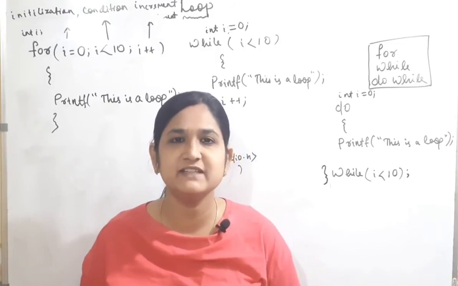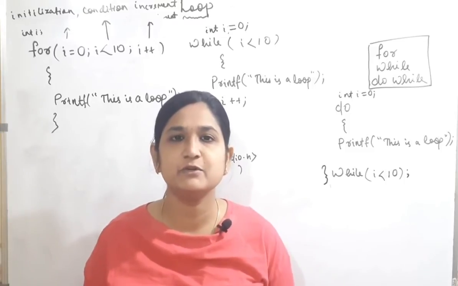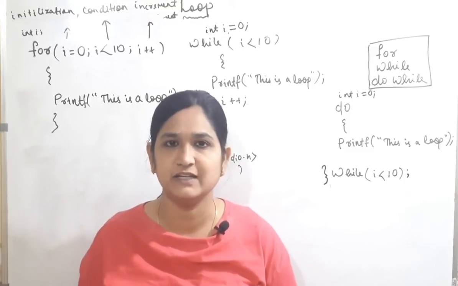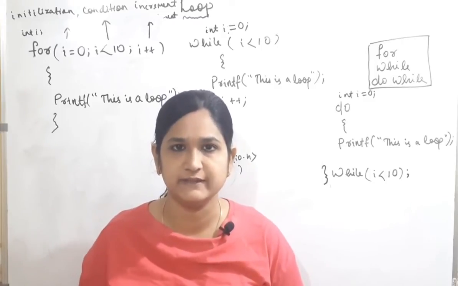In today's session, we'll be discussing loops in C programming. Basically, there are three types of loop: for loop, while loop, and do while loop. So, what is the use of loop? Why do we use loops in our coding?